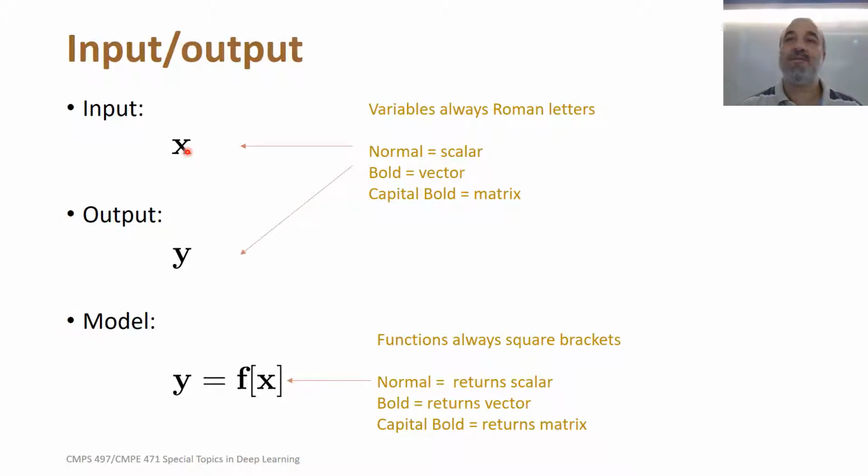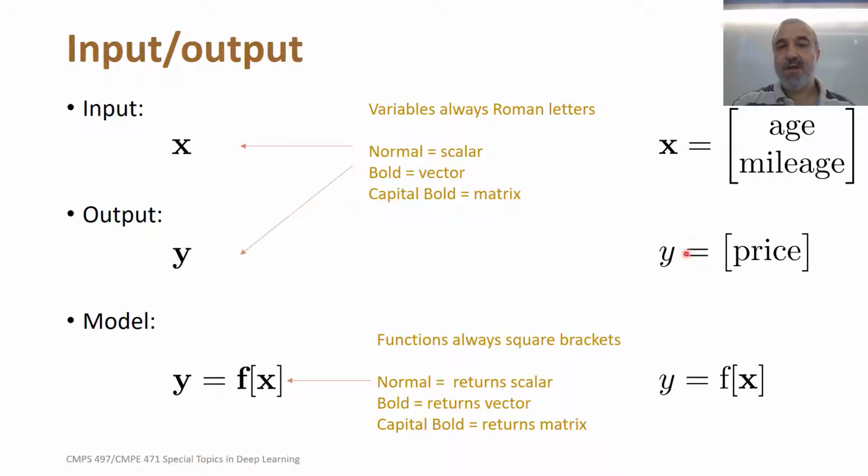So that's the notation of the input and the output. And about the model, again, the model is a function of the input. If I give the model the input values, then I would get back the output value. Usually we use f, g, and so on as names of the functions of the models. Similarly, normal means it returns a scalar, bold means it returns a vector of values, and capital means it returns a matrix.